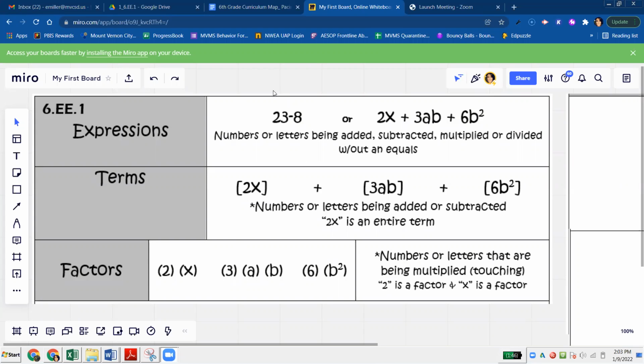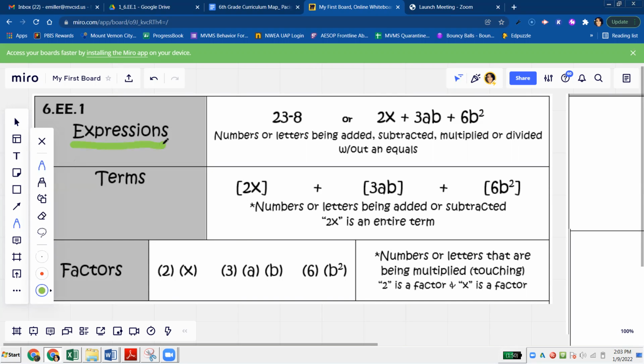We just need to, since we're just starting expressions and equations, so EE stands for expressions and equations. Since we're just starting this, we need to identify some terminology that you'll be using throughout this whole unit and then as we go into actual equations as well. The first thing that we need to identify so that you are understanding the meaning here is expressions.